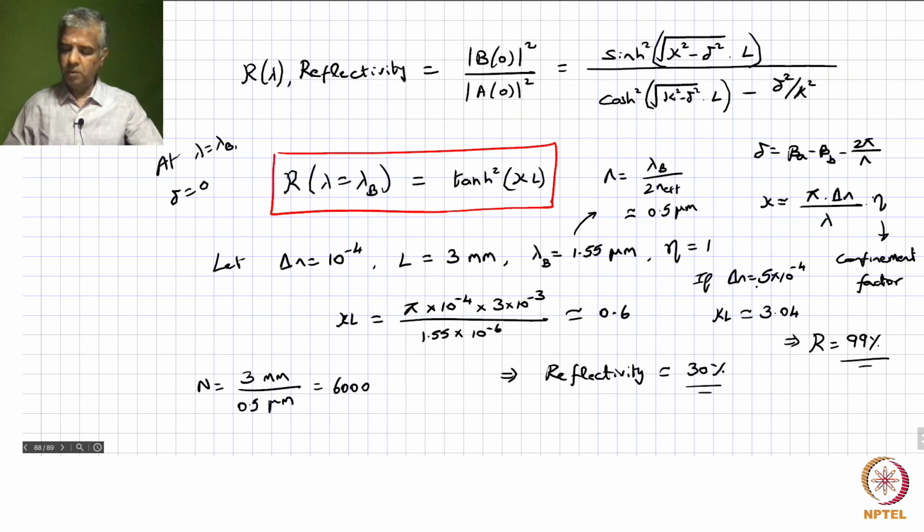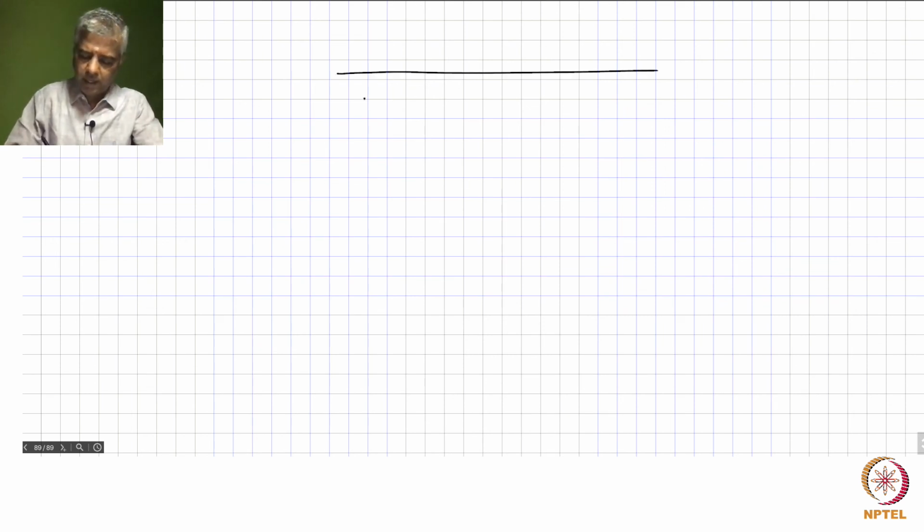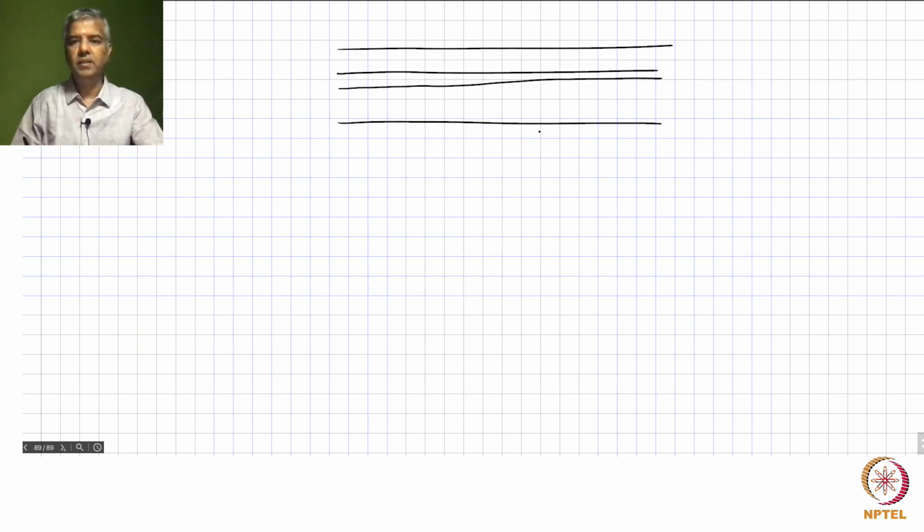But then that raises the question, how can we get refractive index changes of 5 into 10 power minus 4? So what is the physics behind getting such a refractive index change? So let's actually look into that in a little more detail. So we know that an optical fiber has a core surrounded by a cladding region, right? And the core has a higher refractive index compared to the surrounding cladding region. So the question is, how do you get higher refractive index in this fiber?